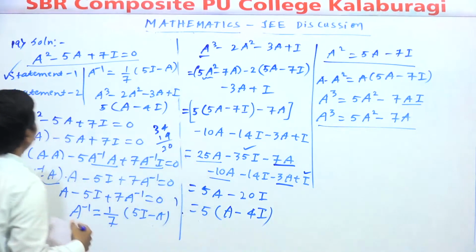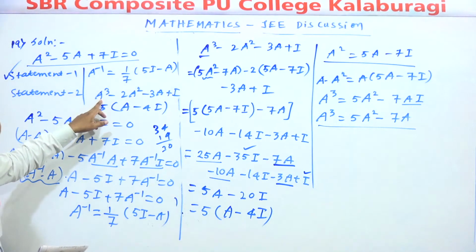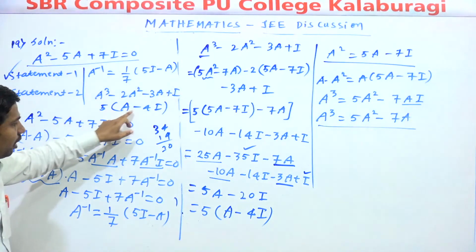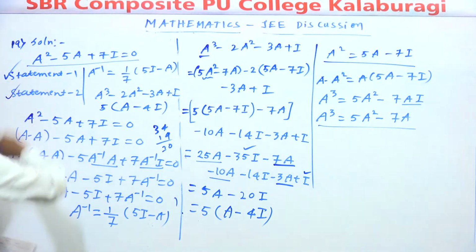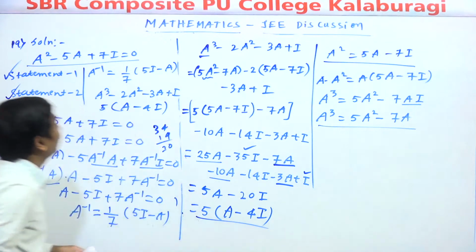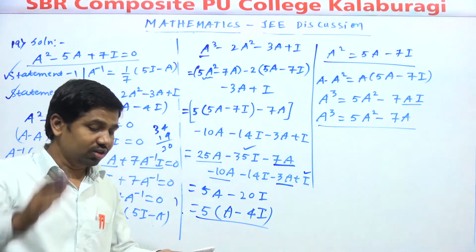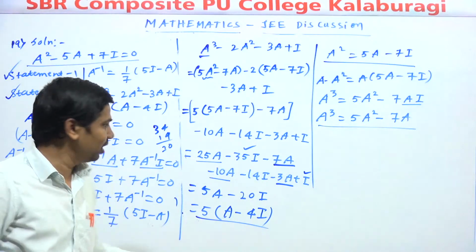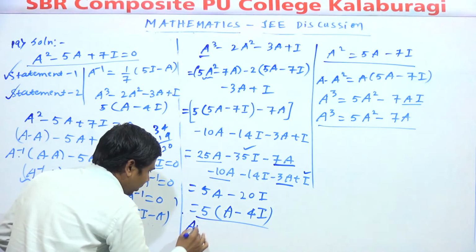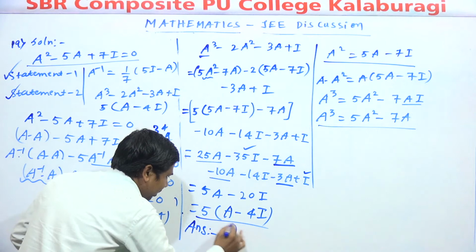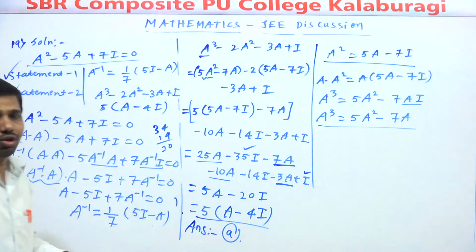So that indicates the statement can be written in the form of 5 into a minus 4i. So statement 2 is also correct. Which option is correct? First option: both statement 1 and statement 2 are correct. That is answer A, our first option.